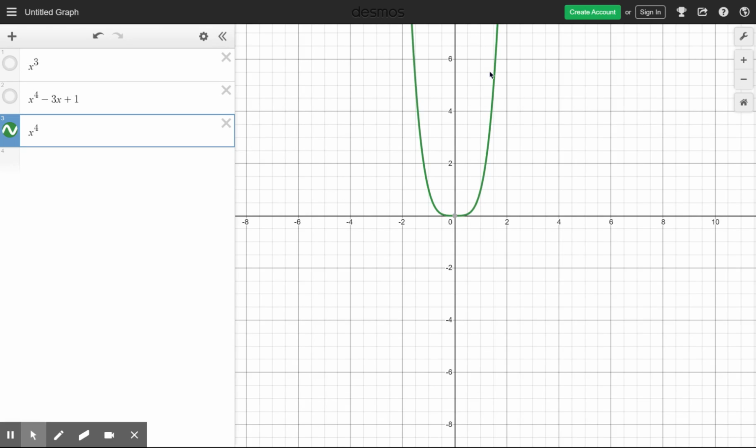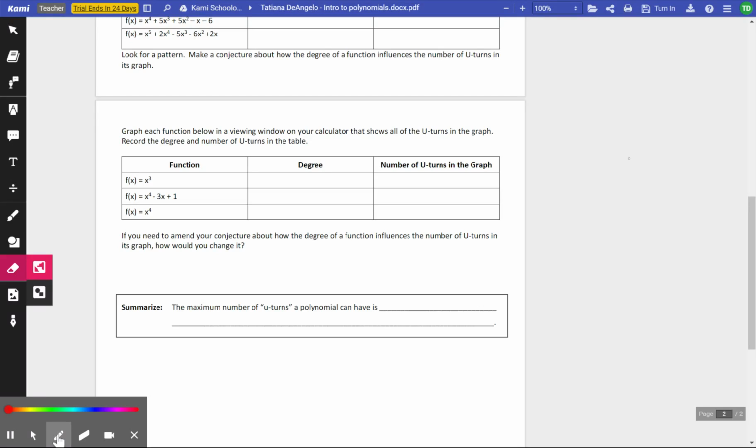So I need to go back and fix my previous thoughts. Number of U-turns in the graph: 0, 1, 1. And the degree on x cubed is obviously 3. x to the 4th minus 3x plus 1 is 4. This one is also 4, x to the 4th power.